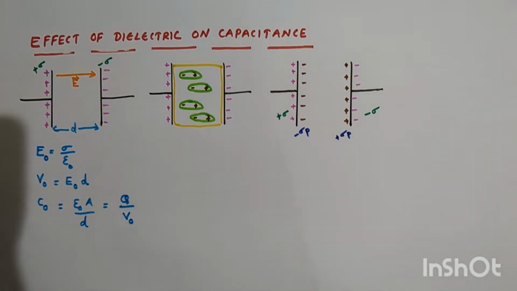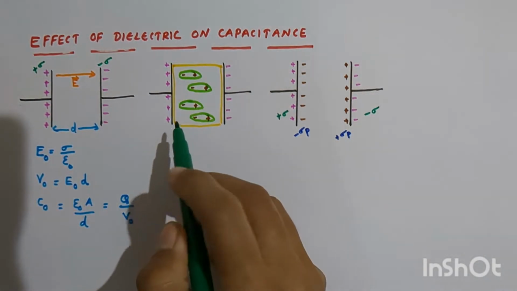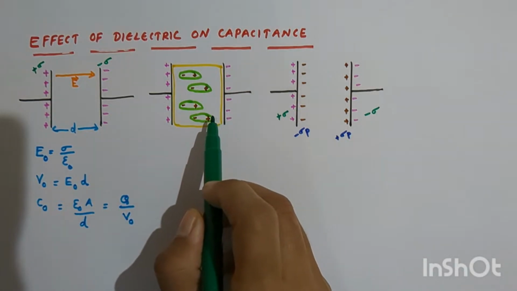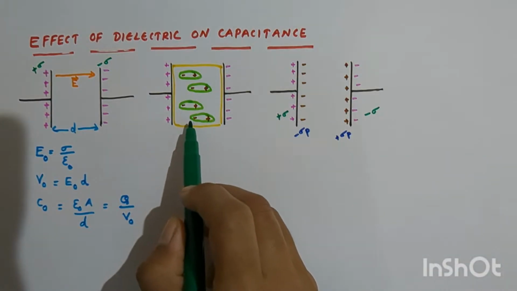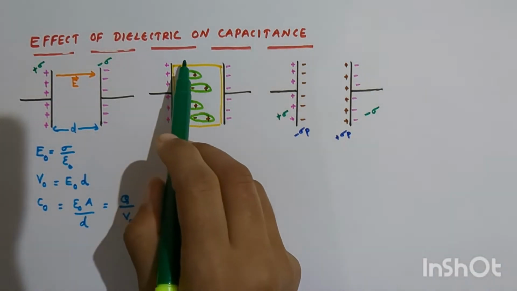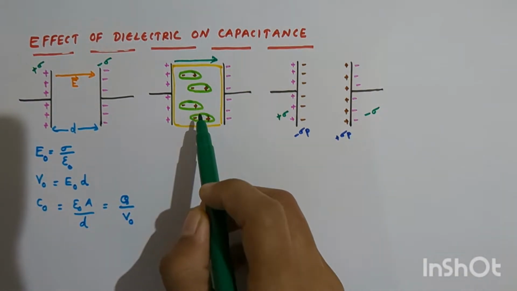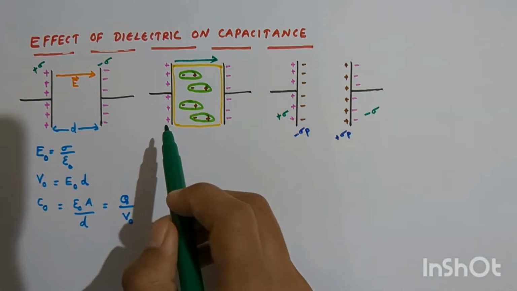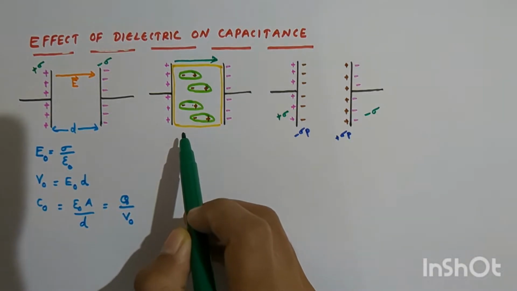Now consider there is a dielectric, this yellow colored one, inserted between the two plates of the capacitor, fully occupying the intervening region. This dielectric gets polarized due to the electric field which is directed from the positive plate of the capacitor to the negative plate of the capacitor. Dielectric is polarized means there will be a slight separation between the charges present in them.